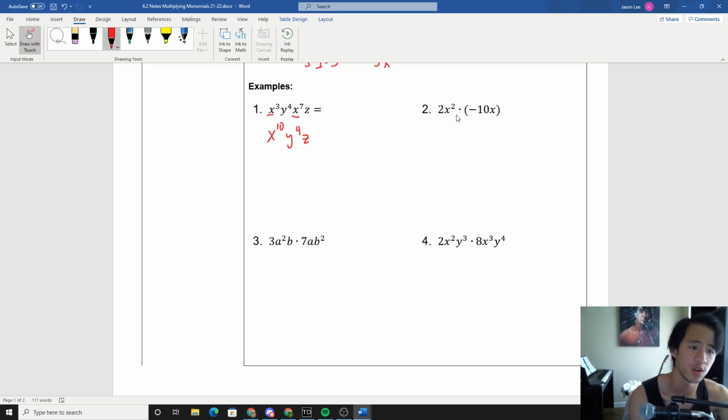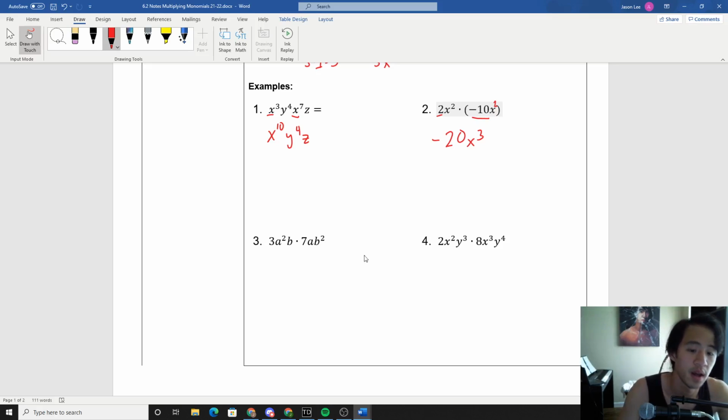Okay, so number 2, this is where we're going to introduce some coefficients. As you can see, we have big numbers here too, and not just the exponents. What you're going to do is multiply these two big numbers together. So we have 2 times negative 10, that's negative 20. Then now we have to combine the x's. We have x squared here, and we have just x, actually x to the first power, kind of invisible, kind of implied. So we have 2 plus 1, and that's going to get x to the third.